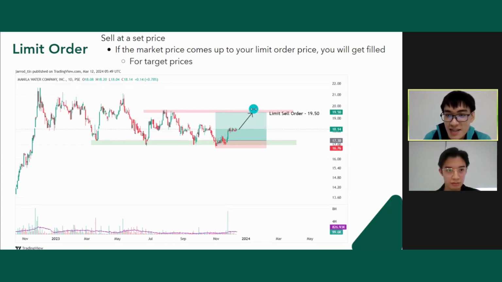So let's say you want to sell at 19.5. Benta mo at 19.5. You set your sell limit order at 19.5. So what will happen is hintayin mo na lang yung price na tumaas until 19.5. Para when it hits 19.5, ma-fill ka na in your sell order. So basically, this is best if you already know what your target price is, then hintayin mo na lang na pumunta yung presyo doon, right? So that's your sell limit order.